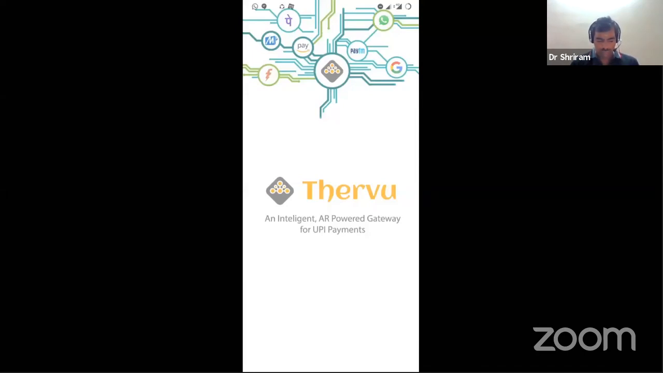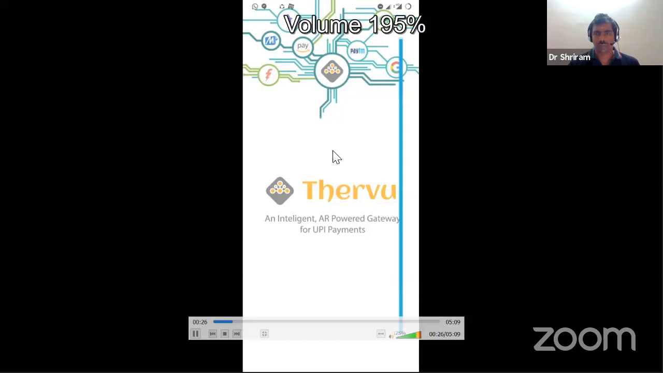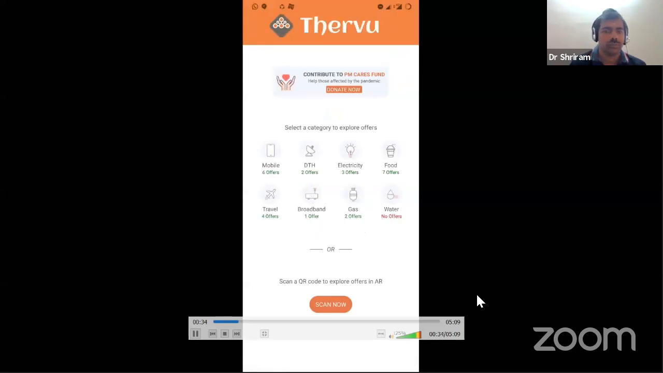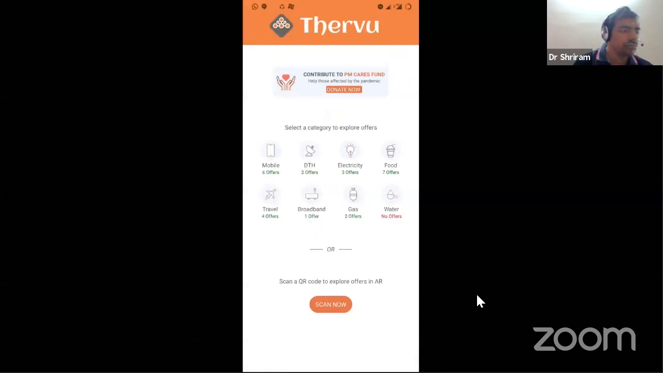And it is our belief that this privilege is not being exercised to its fullest potential within the current UPI ecosystem. So that's how we built Thervu, an intelligent AR-powered gateway for UPI applications. As you can see, this is our minimalist dashboard.